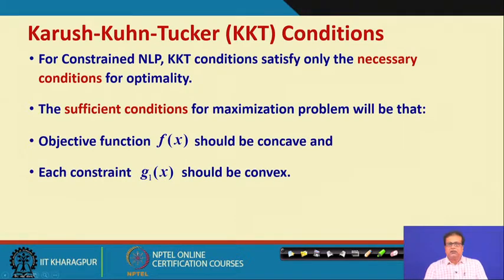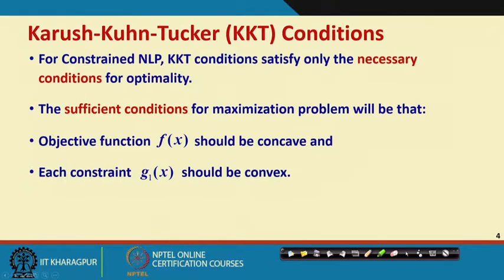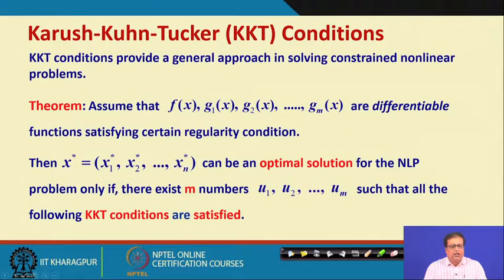But if it is nonlinear, then the concavity has to be seen either by the nature of the plot or by obtaining the second derivative, that is, when multiple variables are involved, by obtaining the Hessian matrix. We shall see that in due course of time. Right, so let us look at the KKT conditions.